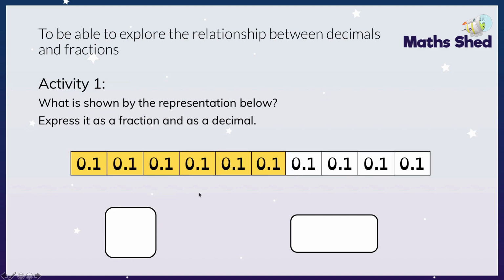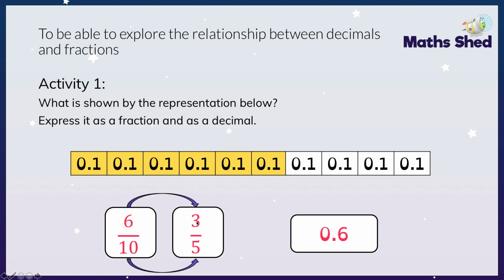Okay, activity 1. Both groups, please. Have a go at this. I want it represented as a decimal and as a fraction in its simplest form. So find the fraction and then see if you can simplify it. Pause the video now. So we should have had 6/10 and 0.6, and 6/10 can simplify to make 3/5.